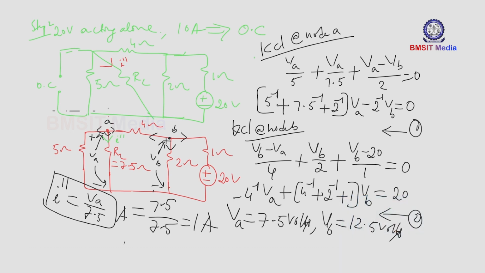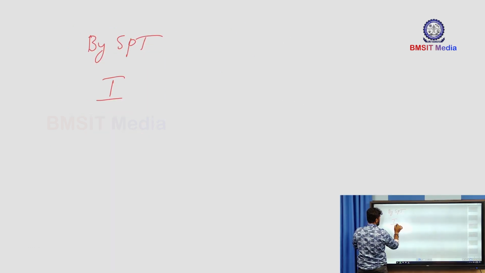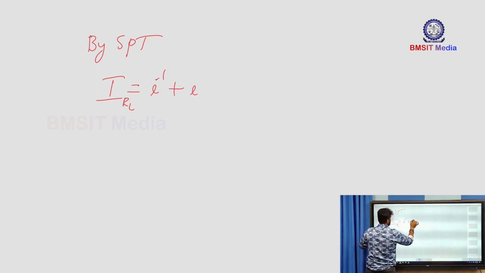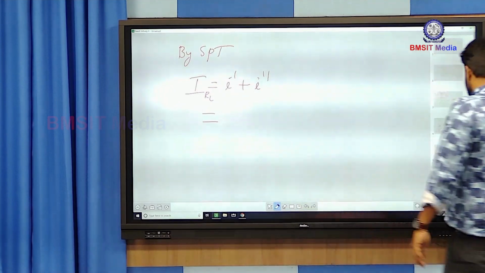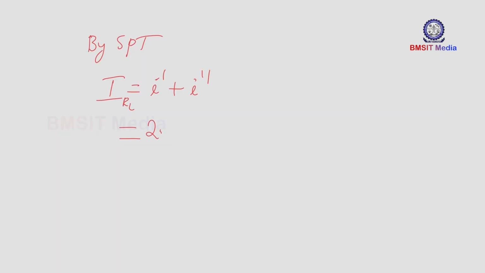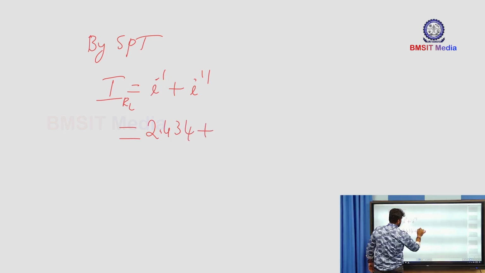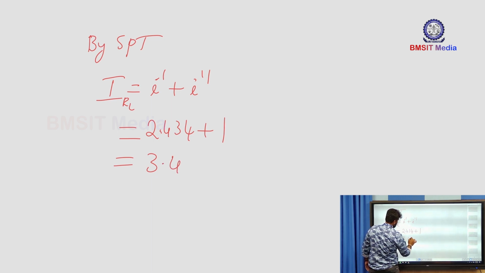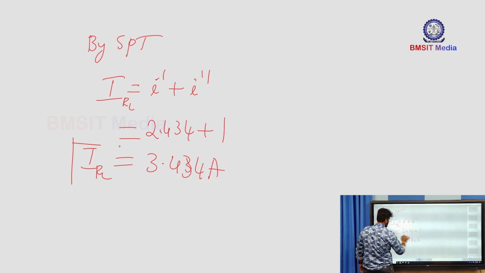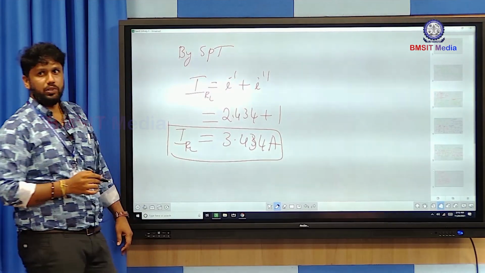Now, by the superposition theorem, the net response current through RL is I dash plus I double dash. The value of I dash we got is 2.434, plus I double dash, which we got as 1. So the answer is 3.434 amperes, the current through the load resistance using the superposition theorem.